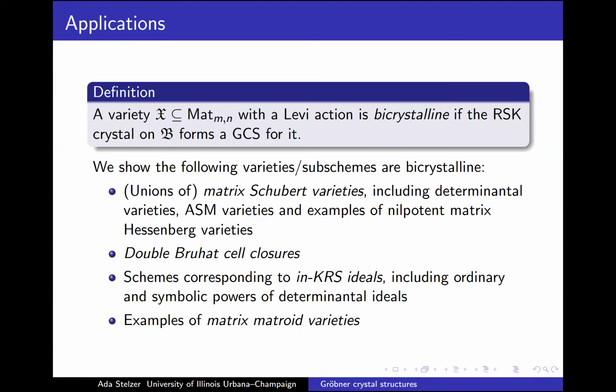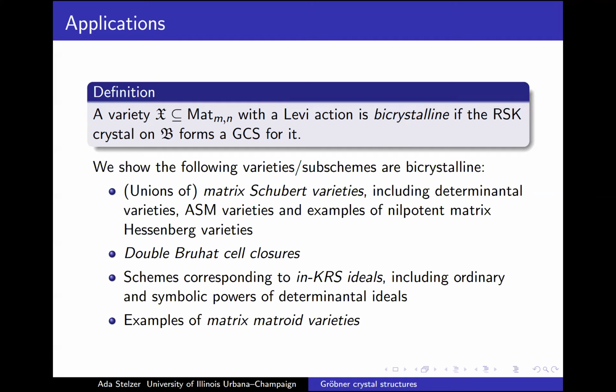So some examples here, using the combination of the algorithms and the theorems, we're able to show that the classical determinantal varieties are bicrystalline. We can show that matrix Schubert varieties are bicrystalline and unions of them. So that includes alternating sign matrix varieties and some examples of nilpotent matrix Hessenberg varieties. We can show that double Bruhat cell closures are bicrystalline, which are sort of like a further generalization of matrix Schubert varieties. We can also do this for some things that aren't reduced.